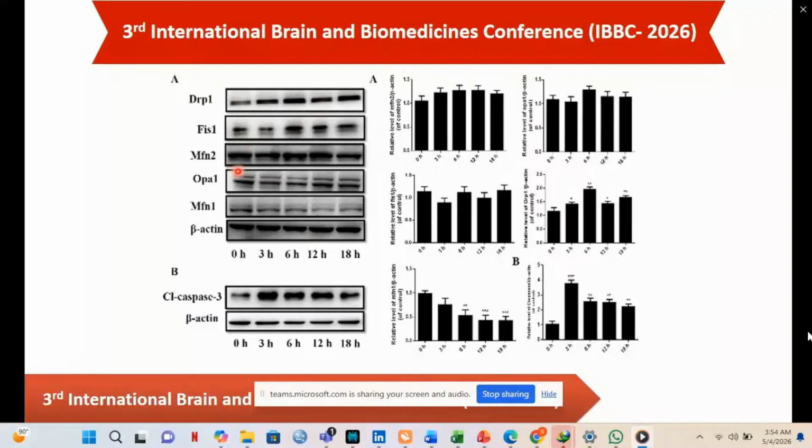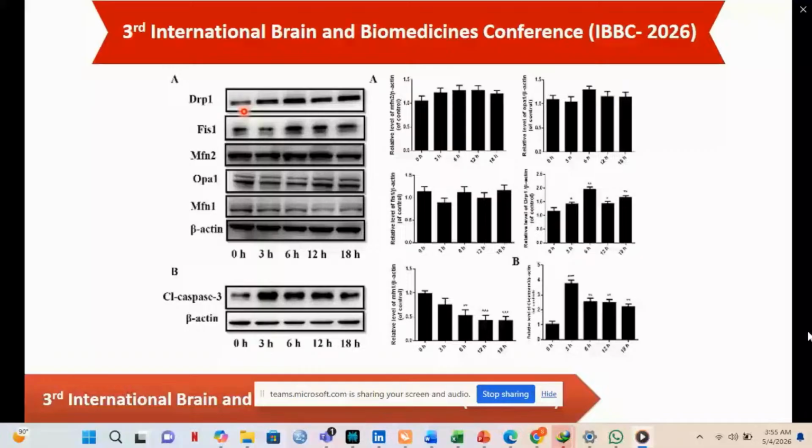MFN1 level is decreased as we increase the time, and for the remaining ones there is a little bit of change or no change. As you can see, in OPA1 there is a little bit of change at the 3 or 6 hour time period, but in other time periods there is no change. But this Western blot result shows that there is an increase in the DRP1 level. The DRP1 protein, which is our main protein on which our study is focused, its level is increased.